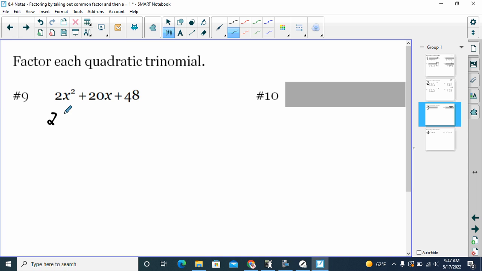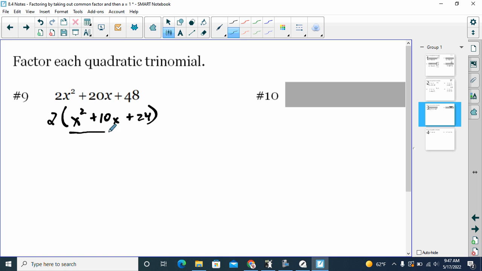So I'm going to factor out a 2. So if I divide 2 by 2, I'm left with 1x squared. 20 divided by 2 is 10x. 48 divided by 2 is 24.